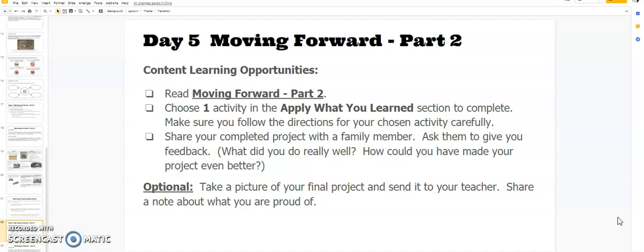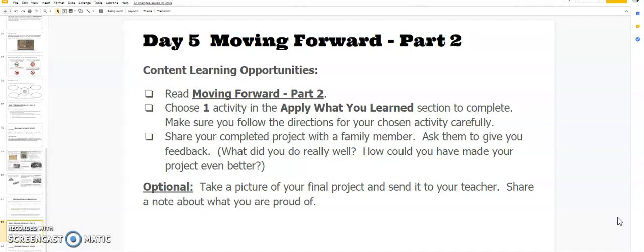So if you are working in the paper packet, this is Day 10 of content. If you're working on the slides on Google Classroom, it may say that it is Day 5 because it is Packet 5, Week 2. Our learning opportunities today are to read Moving Forward Part 2, which I will read aloud to you on the next slides, and I'd love it if you'd follow along. Then you're going to choose one activity in the Apply What You Learned section to complete.